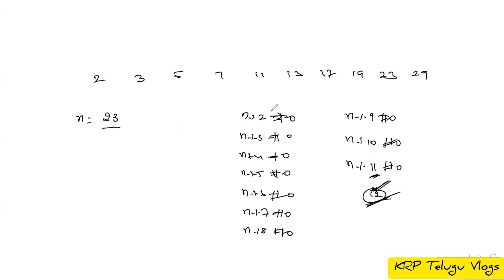You can take this as i. The i value is initially 2. n mod 2 is not equal to 0. n mod 3 is not equal to 0. The i value is incremented to 4. n mod 4 is not equal to 0. Like that we will do till 11. Whenever it reaches 12, there is no need to check with 12 because 12 into 2 is 24. It's enough until 11. If it is not divisible until 11, we can say that the number is a prime number. Clear? Yes, sir.